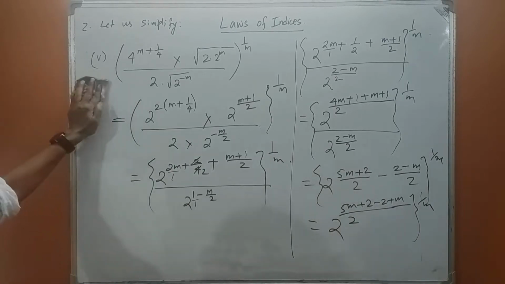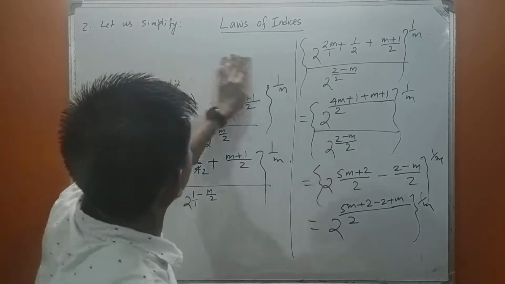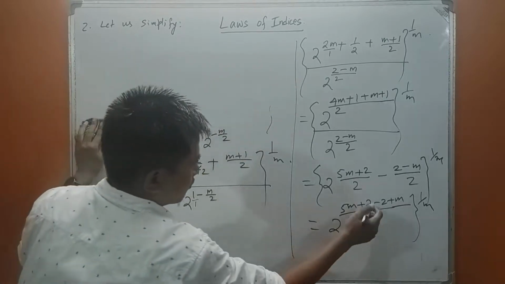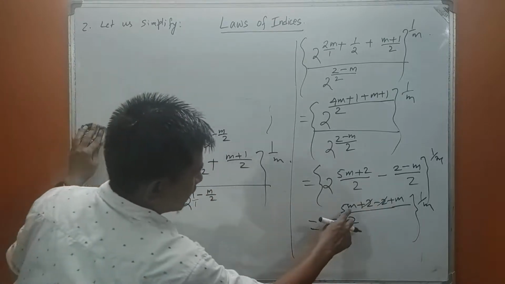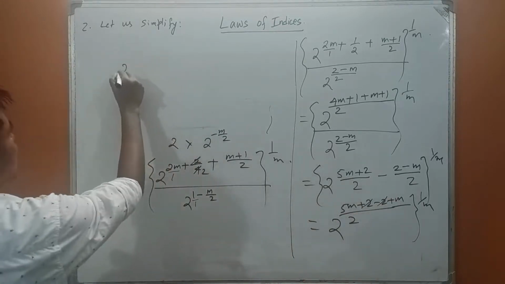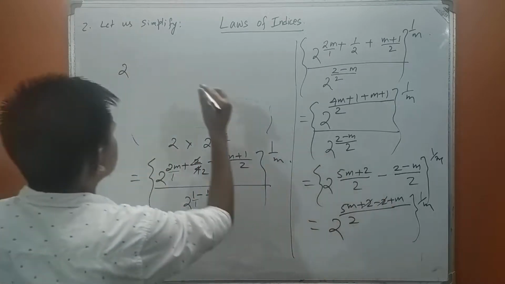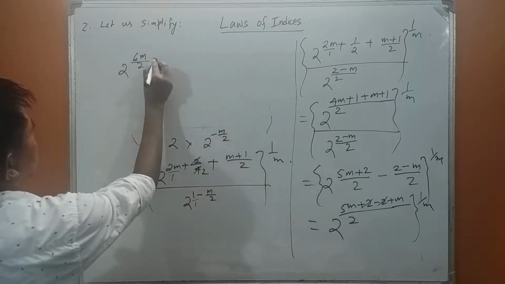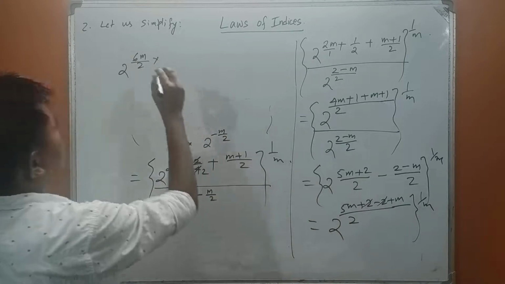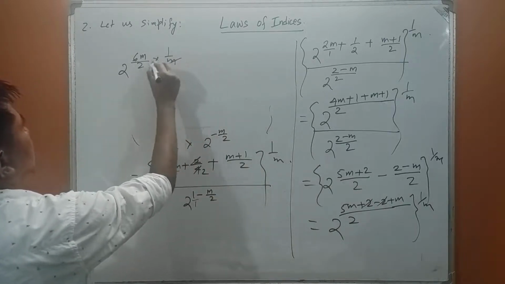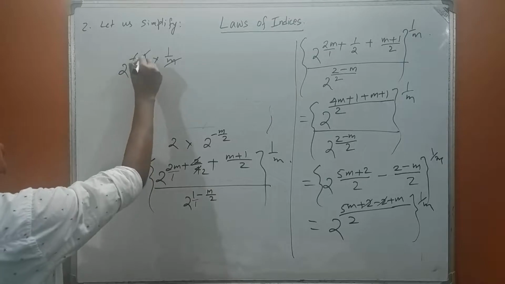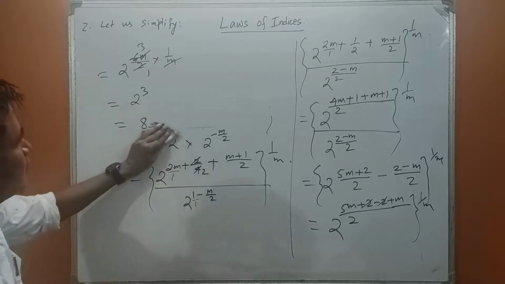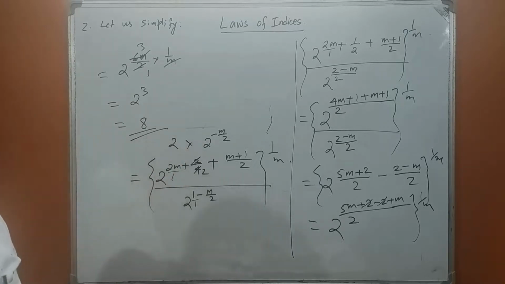Please take the screenshot. I'm erasing this, okay? So this gives us plus 2 and minus 2 can be cancelled. 5m plus m is 6m, isn't it? 2 to the power 6m upon 2, whole to the power 1 upon m. This m and this m can be cancelled. 2 ones are 2, 2 threes are 6. This gives us 2 cube. 2 cube means 8, isn't it? So this is the answer for question number 4.